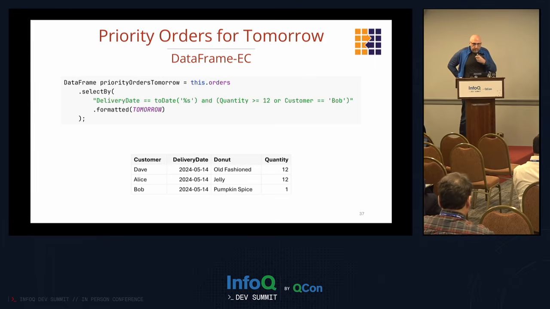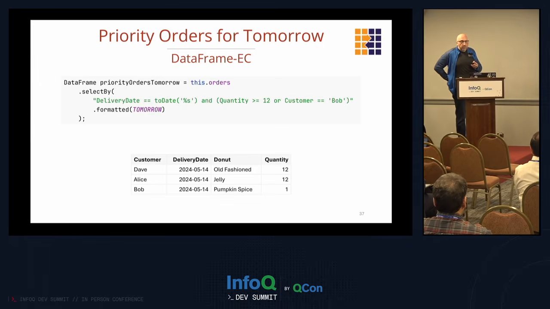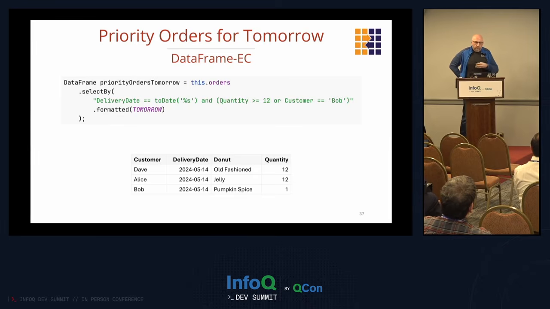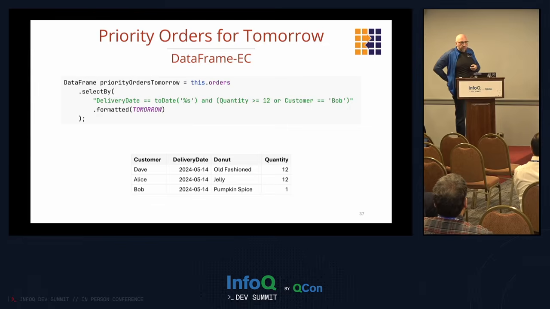Now, this is where we see some differences. So priority orders for tomorrow. With DataFrame-EC, we have a method on the DataFrame called select by, and it takes an expression that basically gets translated into an internal expression and gets executed, applied to the data frame. Tomorrow is just simply a local date variable containing whatever tomorrow is. So this is this internal DSL.